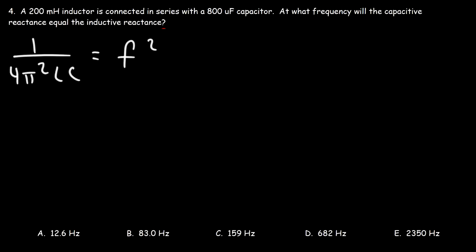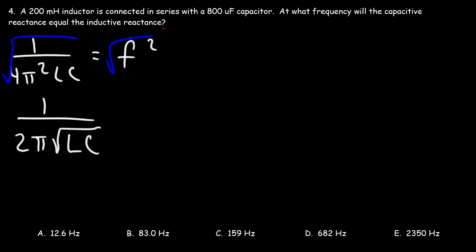Next, we need to take the square root of both sides. So the square root of 4 is 2. The square root of pi squared is pi. Now we can't take the square root of LC, so we'll leave it like that. The square root of F squared is F. This is known as the resonant frequency. It's the frequency at which the capacitive reactance is equal to the inductive reactance.